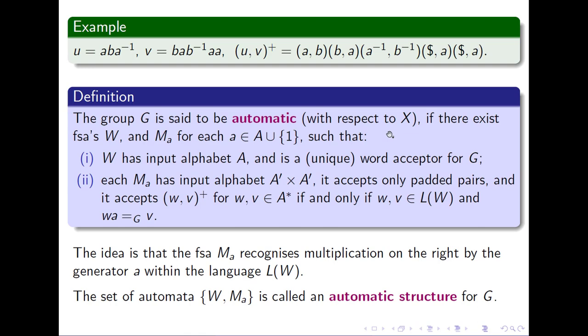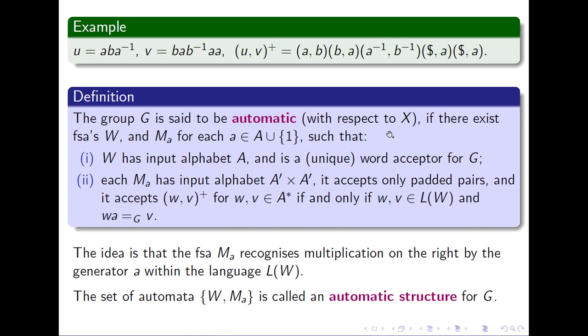We want a word acceptor, so in the case of the free group, we can take the thing which we've already seen, accept reduced words, but we also want these more complicated machines that read two words at a time, and it will only agree to accept reduced words, so words in the language, and it will accept the pair if one times a is the other. So that's what an automatic group is.